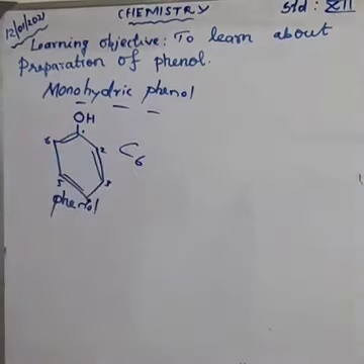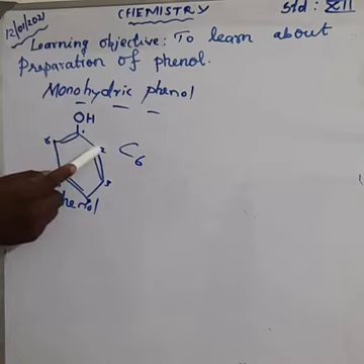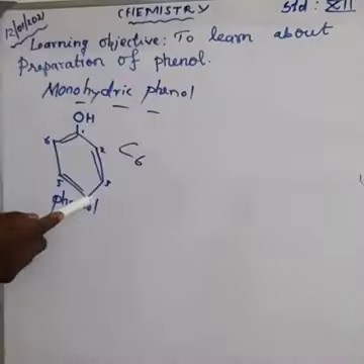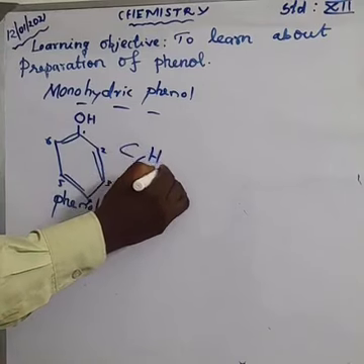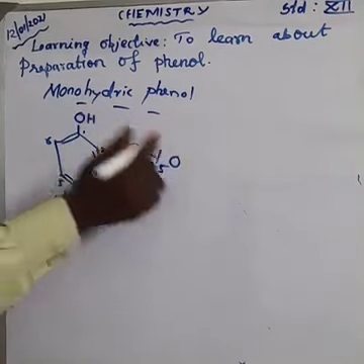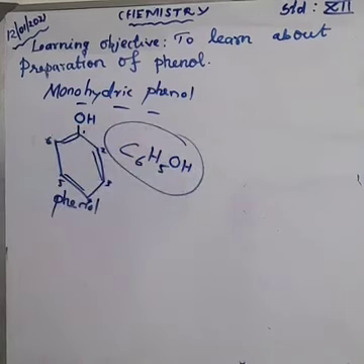C6. Okay, next about the hydrogen. Here is no hydrogen. Here having 1 hydrogen, 2 hydrogen, 3 hydrogen, 4 hydrogen, 5 hydrogen. So H5. The functional group is OH. So the formula is C6H5OH. This is the structural formula of phenol.